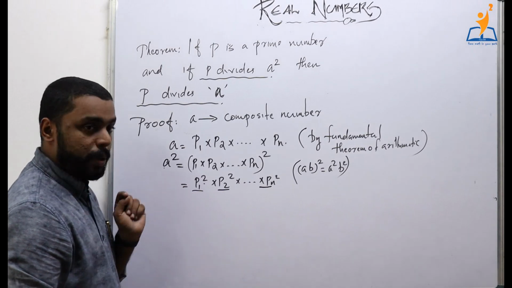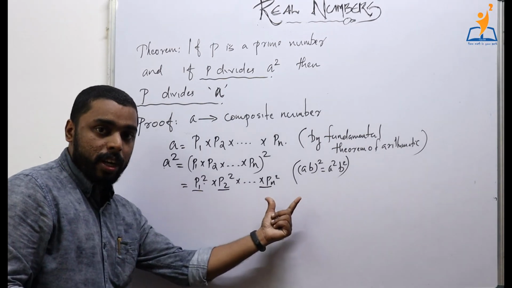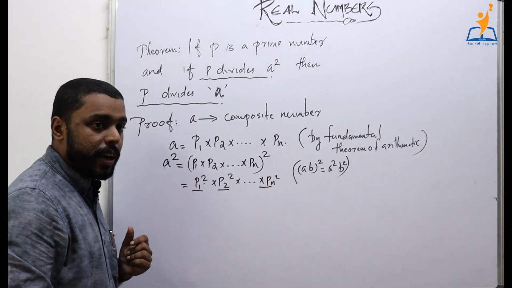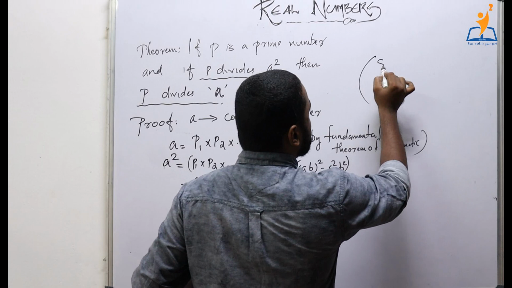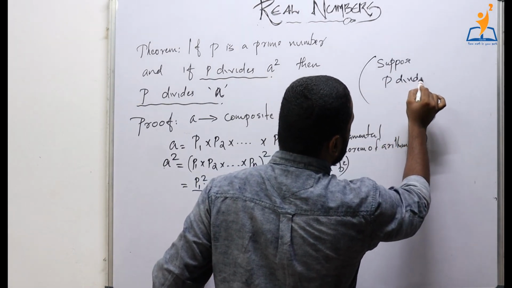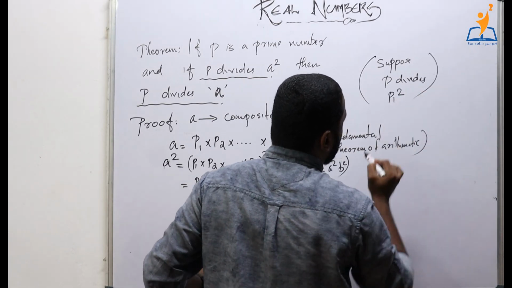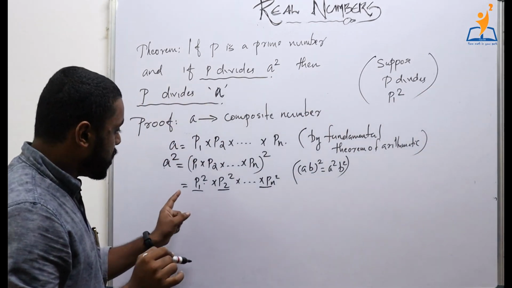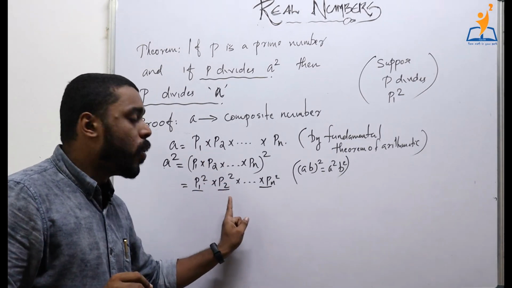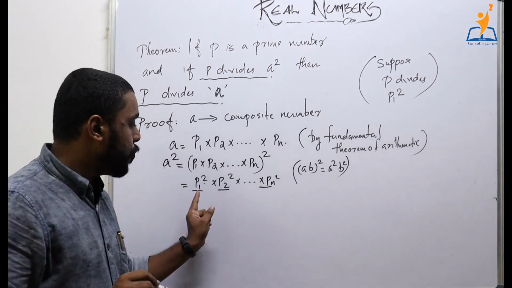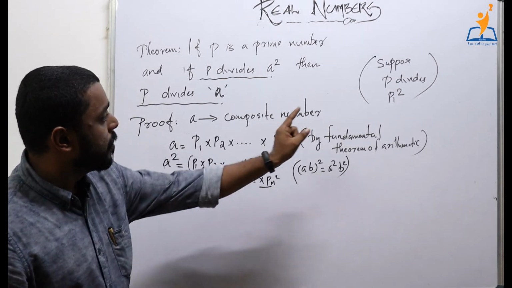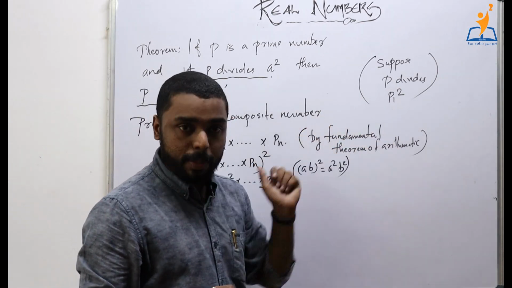Suppose that P divides P1 square. If P divides the entire product, P must divide one among this product. Why are we able to suppose like that? Since P divides the entire product, then P must divide one factor among this product, and P1 square is a factor in this product, right? So P must divide any one. We assume that P divides P1 square.